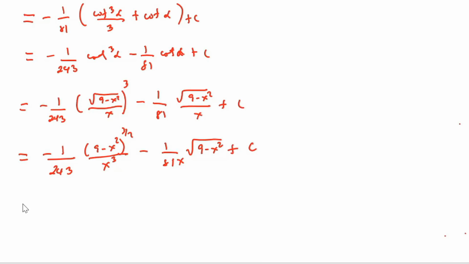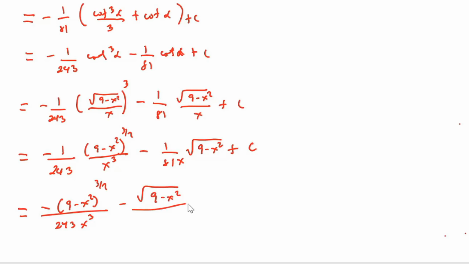Or we can multiply that again. So that's now the negative of (9 minus x squared) to the power of 3 halves all over 243 of x cubed, minus the square root of 9 minus x squared all over 81x, plus a constant.